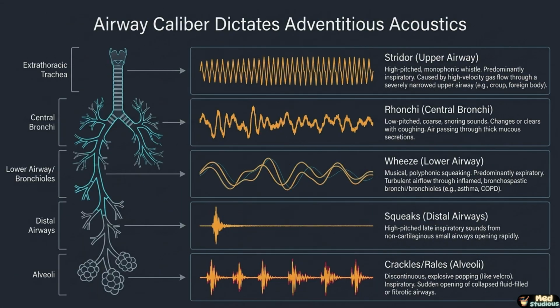A stethoscope reveals far more than most people realize because the location and pitch of abnormal lung sounds map directly to where in the airway the problem lies. Stridor is a high-pitched monophonic whistle, predominantly heard during inspiration, caused by high-velocity airflow squeezing through a severely narrowed upper airway. Think croup or a foreign body lodged in the trachea. Move deeper and rhonchi appear. Low-pitched, coarse, snoring-like sounds in the central bronchi, typically caused by air moving through thick mucus, and notably, these often clear or change after coughing.